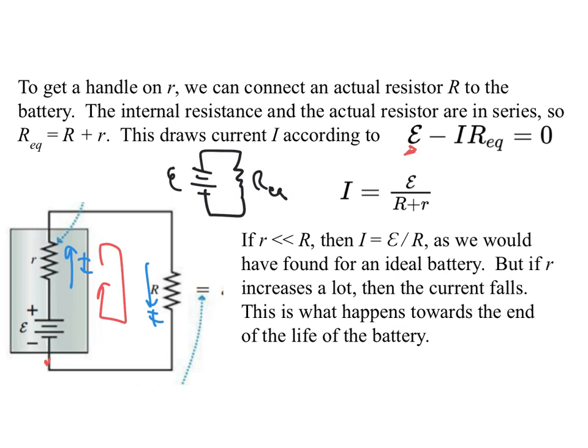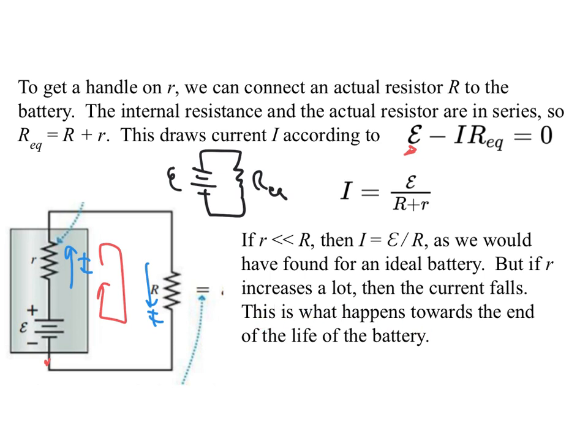All told, we end up getting that the current is the actual EMF divided by the sum of the resistor I added plus the internal resistance of the battery. If the internal resistance is very, very small, if little r is much, much less than big R, then the current would be the EMF over big R, as we would have found for an ideal battery, i.e., if the internal resistance is tiny, it looks like an ideal battery. But if r increases a lot, then the current falls.